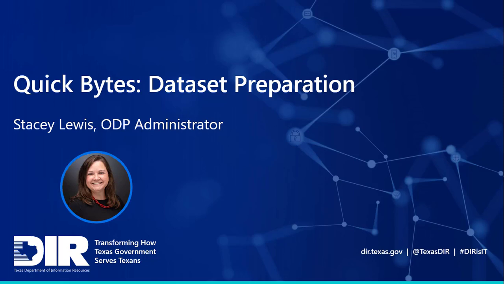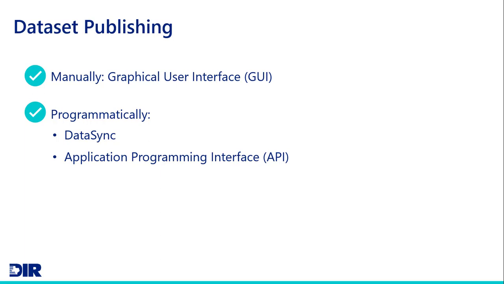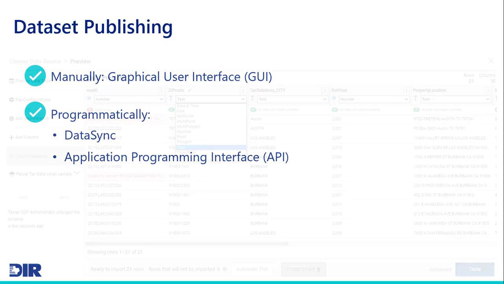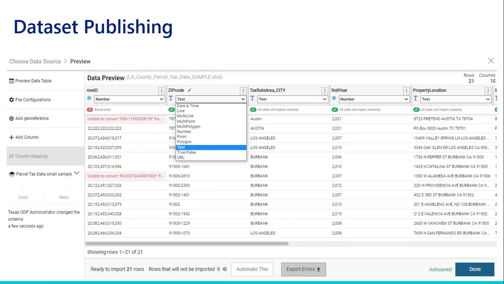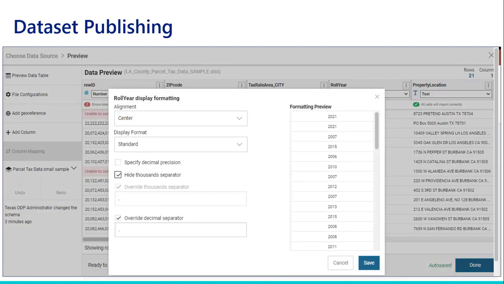In this video, we will discuss data preparation specifically for datasets. Dataset Publishing, or uploading your dataset to the Open Data Portal, also known as the ODP, is a fairly easy process. It can be done manually through the user interface or programmatically using DataSync or the Publishing API for automation. Of course, during publication, you can customize column data types, transform and format the data, and even create georeferenced columns for mapping. But the most intensive work actually happens much earlier off the platform.